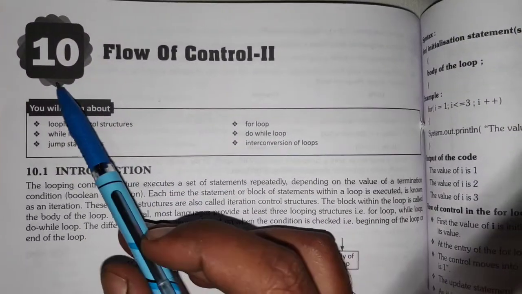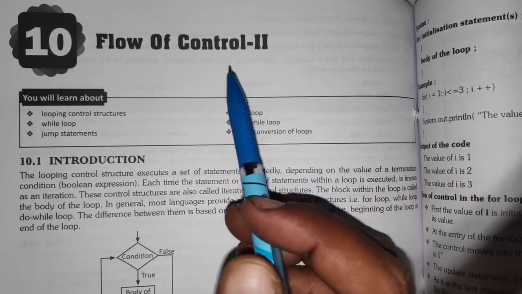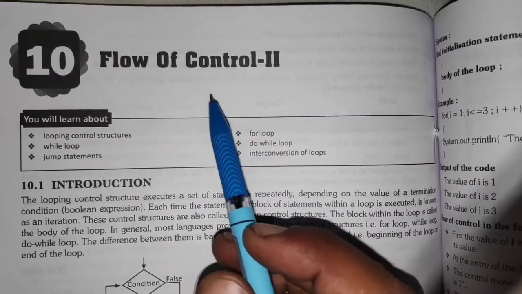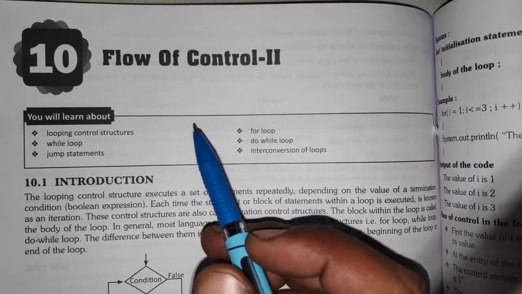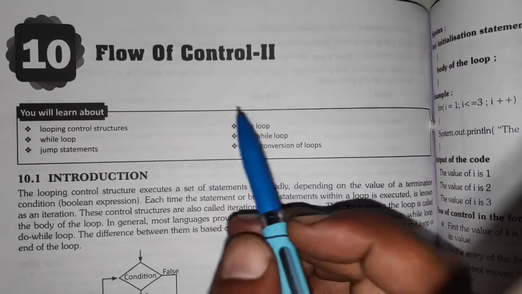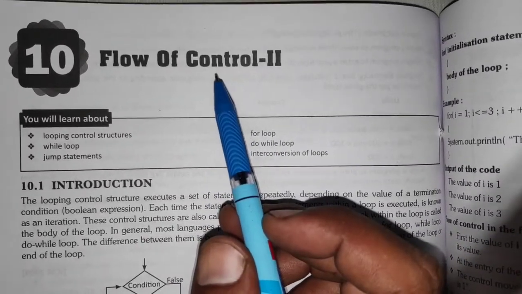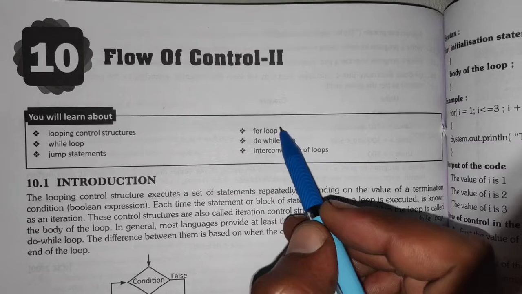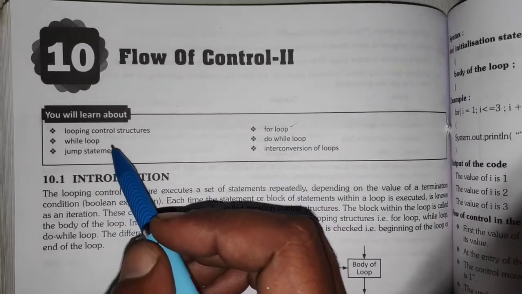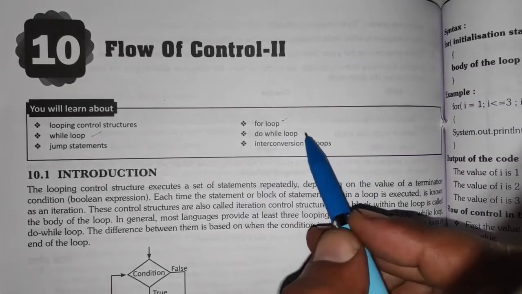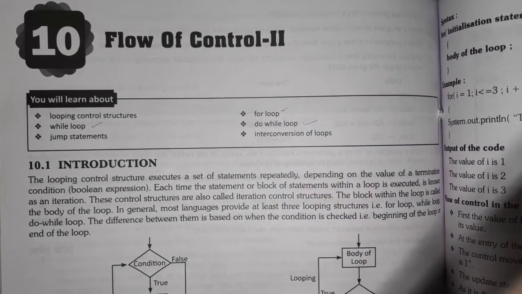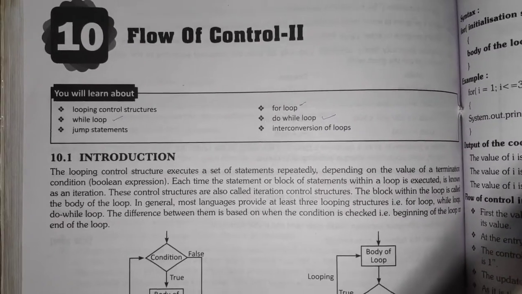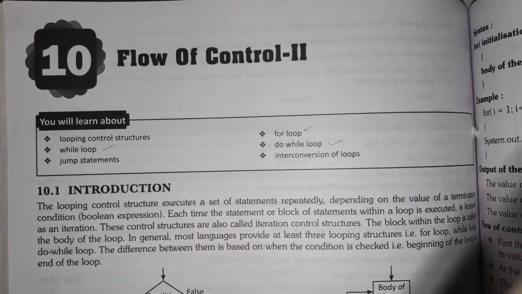Hello everyone, in the previous video I explained the basic things about flow of control 2, and in this chapter I explained the basic looping constructs. The first looping construct that I explained in this chapter was the for loop, and after the for loop I explained the while loop, and then the do while loop with syntax and example of each.